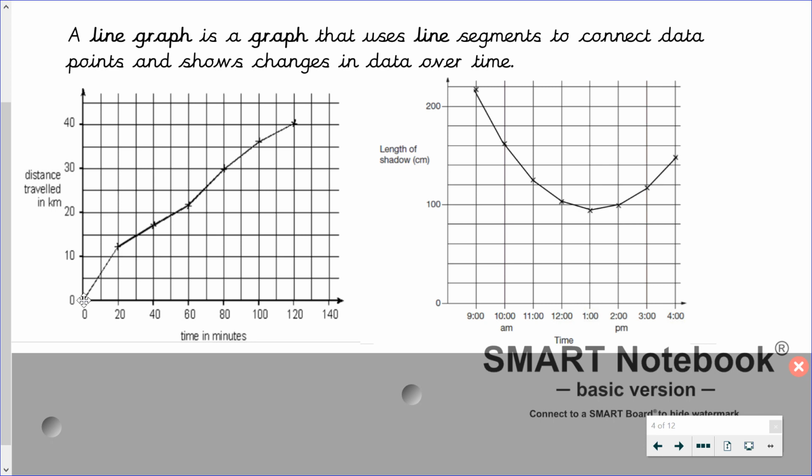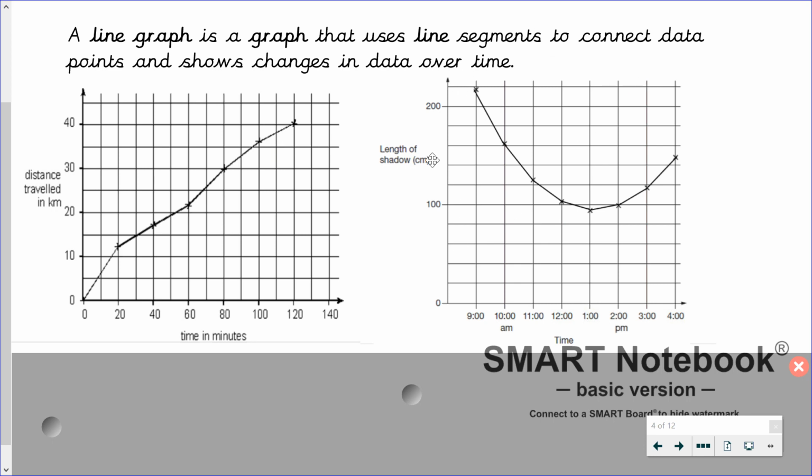And then you start down at 0 and you work your way up on this graph because it's time in minutes. It's starting at 0 minutes, so you'll have traveled nowhere. So it's moving up that way. We join each data point until we reach here. This one doesn't start at 0.